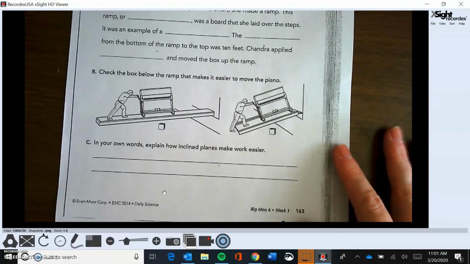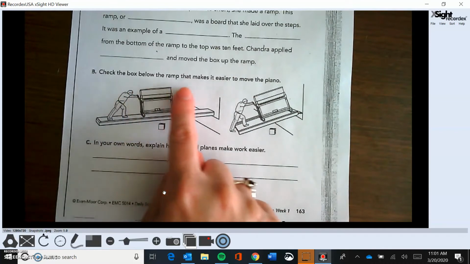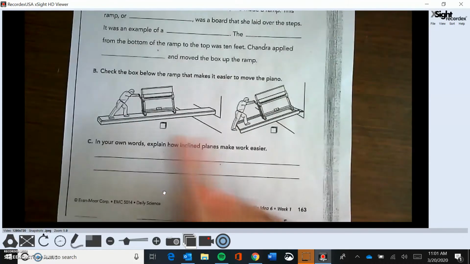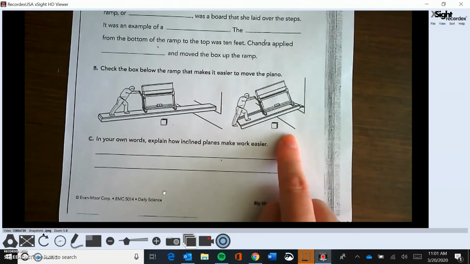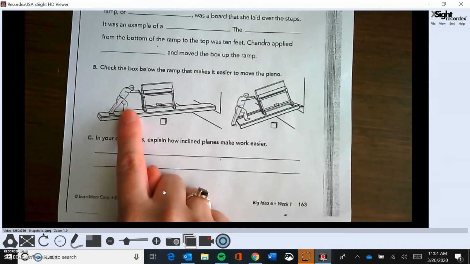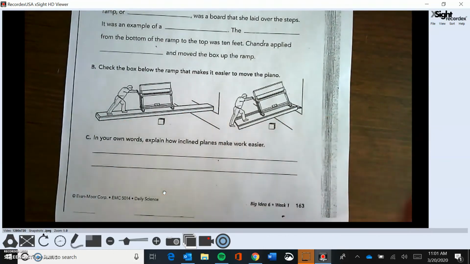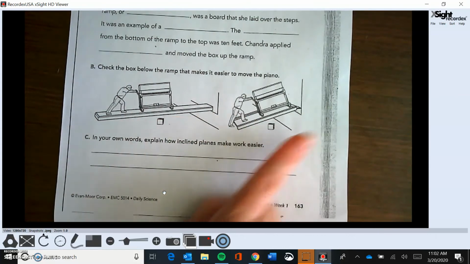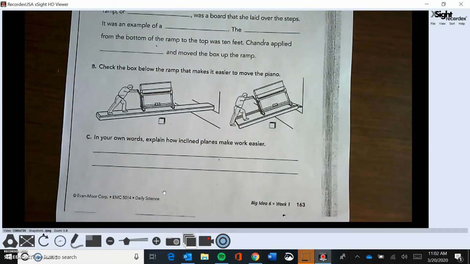For question B, check the box below the ramp that makes it easier to move the piano. So which of these ramps make it easier to move the piano? Think about if you were this guy pushing this piano. Which ramp would make moving that piano easier? See, this one's longer, but this one is at a higher angle. So think about it. Which one would make moving that piano an easier job?